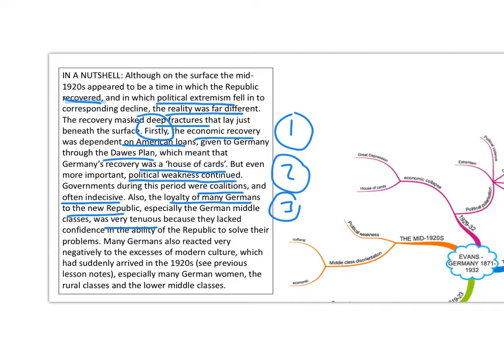Their confidence, particularly of the middle-class Germans in the Republic, had been destroyed really in the early years. And so when the Republic seemed to be making a recovery in the mid-1920s, really the doubters, in particular the middle classes, they hadn't really been won over. So their loyalty was at best half-hearted. Okay.